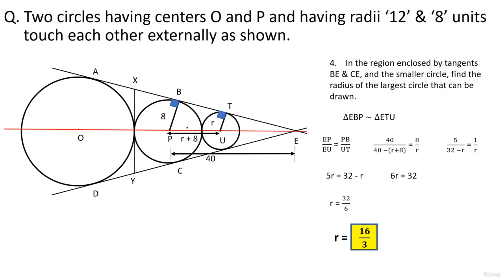The maximum radius of the given circle can be 16 divided by 3. Okay, let's go on to the last question of this lot, guys.